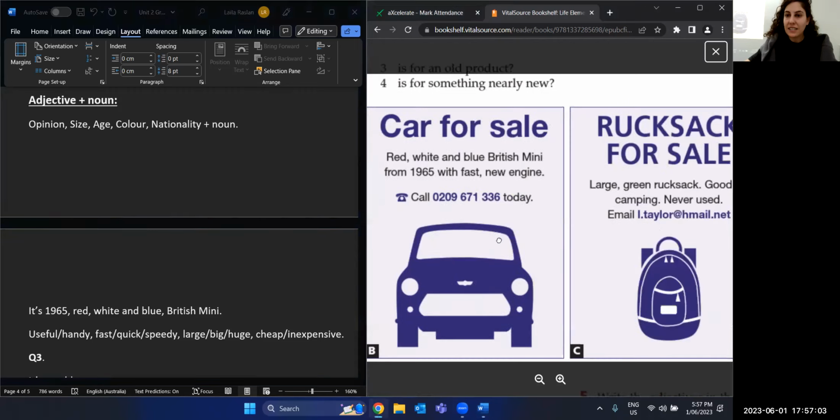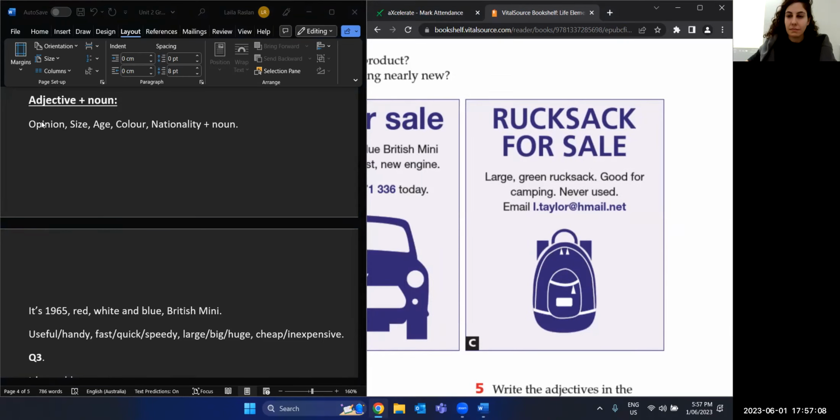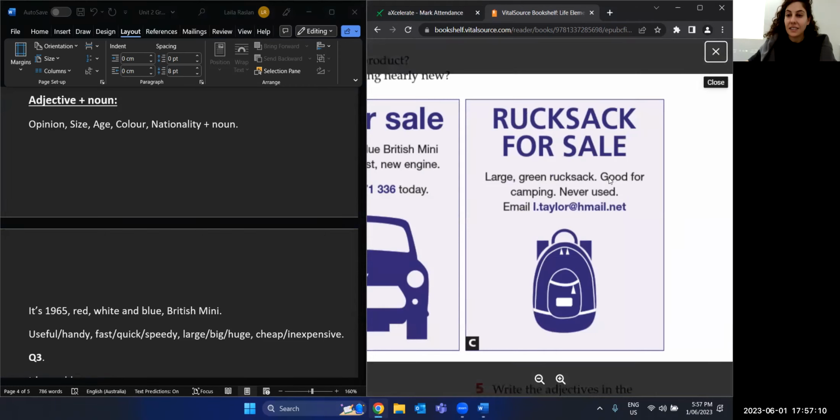How about the rucksack? Do I have the opinion? Yeah, good for camping. That is an opinion. I'm telling you how I feel about it. It's good. Just even that one word, good. I can write good because that's my opinion. The size, large. Yes, so I can write large.